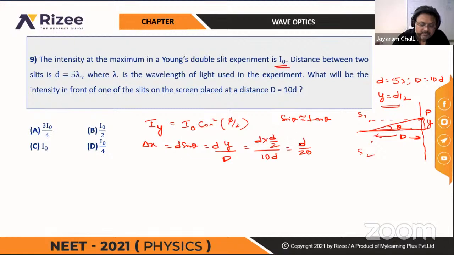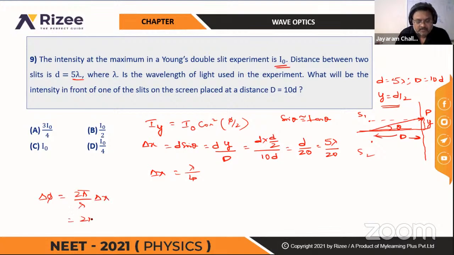So d by 20 is there for us. I need to get it in terms of lambda. But what is the value of d? It is 5 lambda, substitute. So 5 lambda by 20, so we have got delta x is equal to lambda by 4. And we know the relationship between the phase difference and the path difference. Phase difference is equal to 2 pi by lambda into path difference delta x, which is 2 pi by lambda into lambda by 4. These two go off, it will be pi by 2.